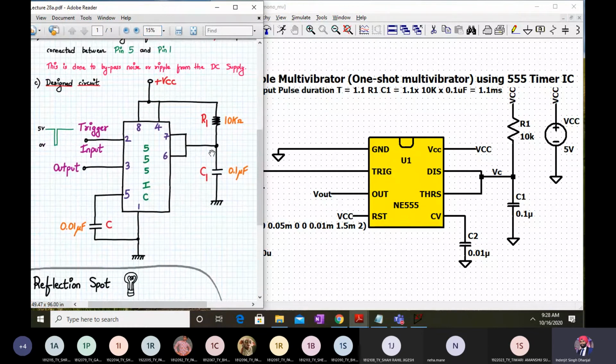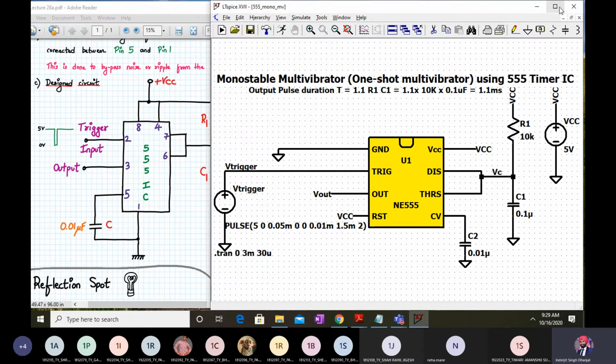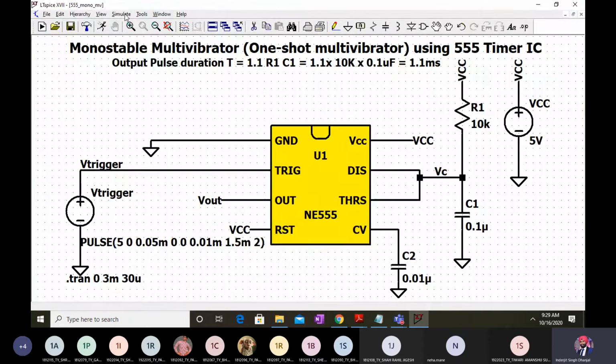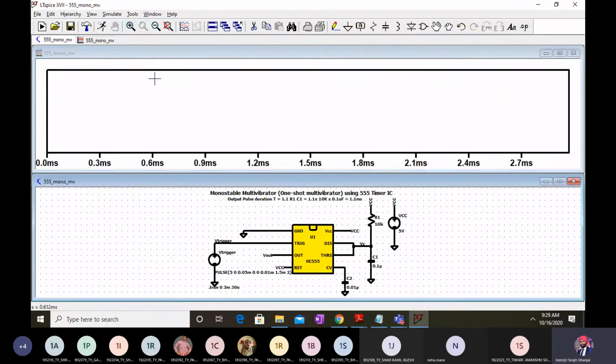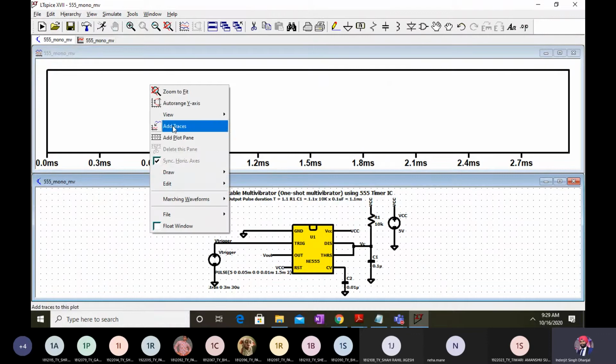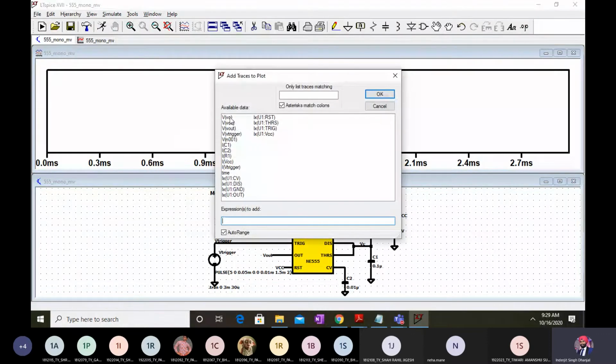On the left hand side you see in the OneNote PDF my design circuit for monostable mode, and on the right hand side you can see the same for LTspice. So they are one and the same actually. Now let us simulate it and check whether we are getting around 1.1 millisecond time period or not. I'll simulate, I'll get a blank screen, right click and add trace. First of all, I want to see the trigger pulse.